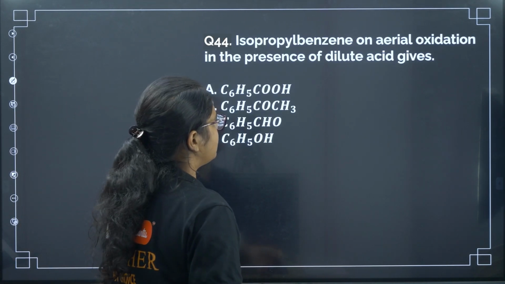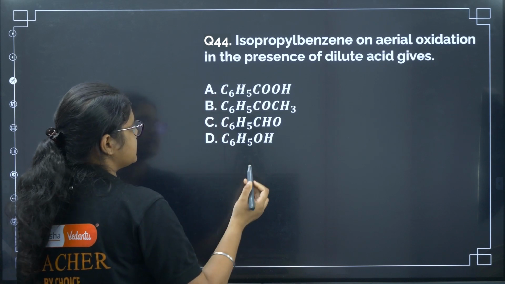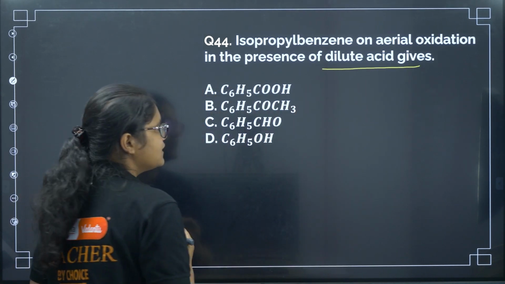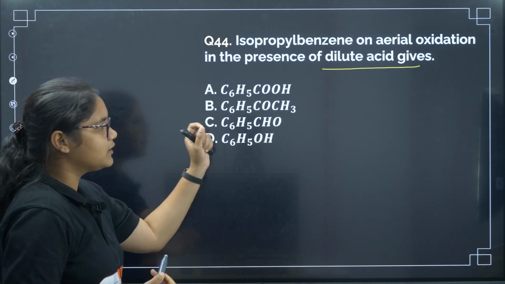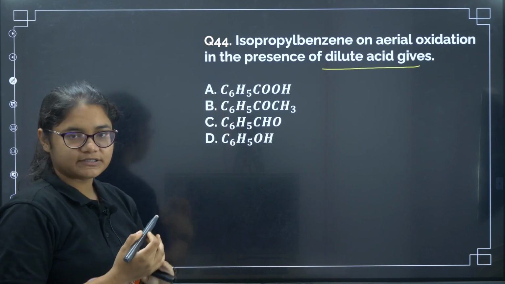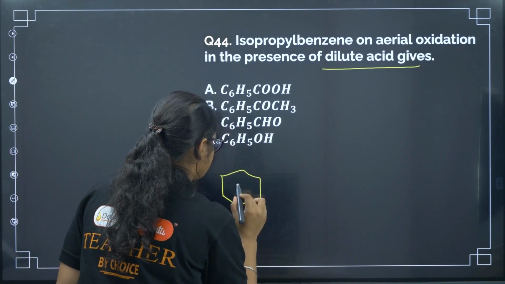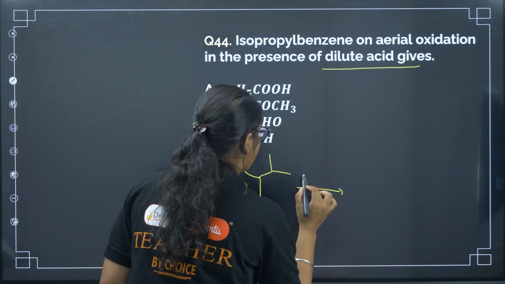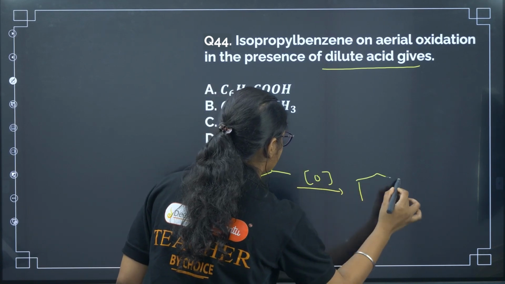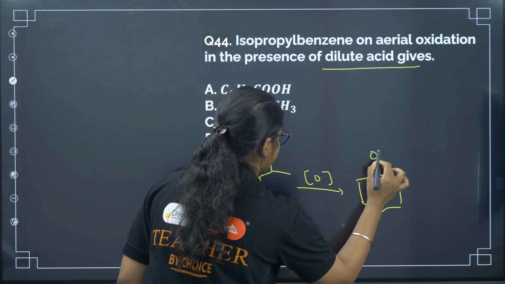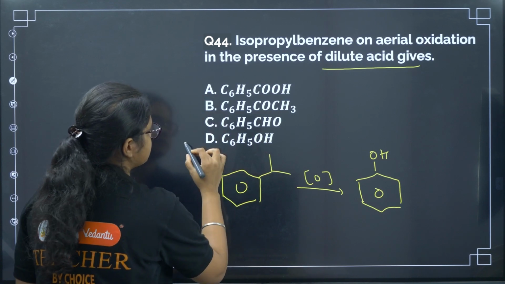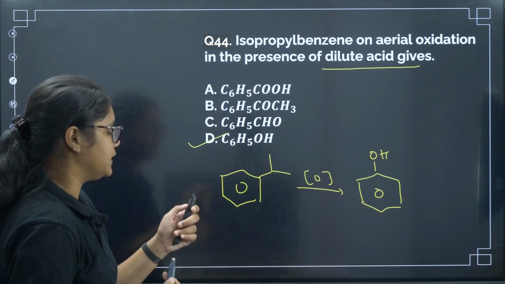Next, isopropyl benzene on aerial oxidation in presence of dilute acid gives. So this, if you remember, is a very important method of preparation for phenols, that is from cumene. So if we have isopropyl benzene, on aerial oxidation, the final product formed here is phenol, right? So the correct answer for this question will be option number D.